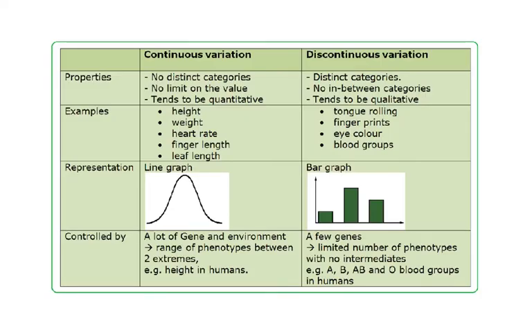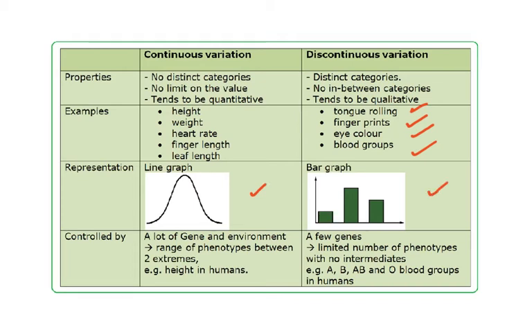Now let's look at another table here, which is a very good table explaining all this to you. Continuous variation, no distinct categories, no limit on the value, tends to be quantitative. Discontinuous variation is distinct categories, no in-between categories, and tends to be qualitative. Examples: height, weight, heart rate, finger length, leaf length. In discontinuous variation, we have tongue roller, fingerprints, eye color, blood group. Now this is represented by a line graph, this is represented by a bar diagram or a bar graph.